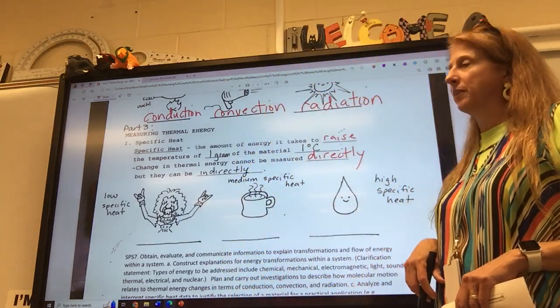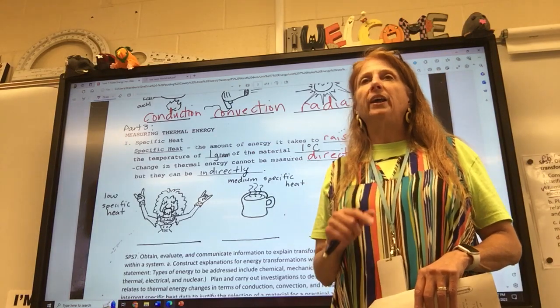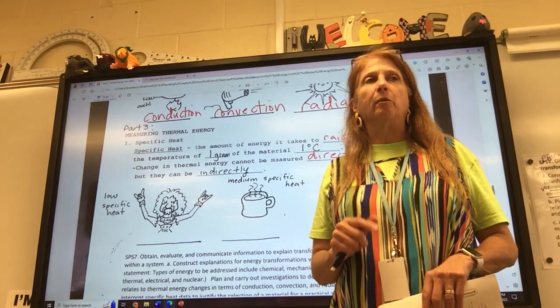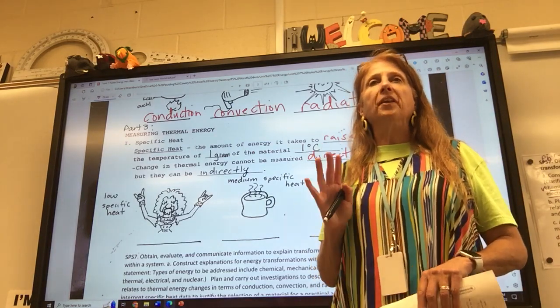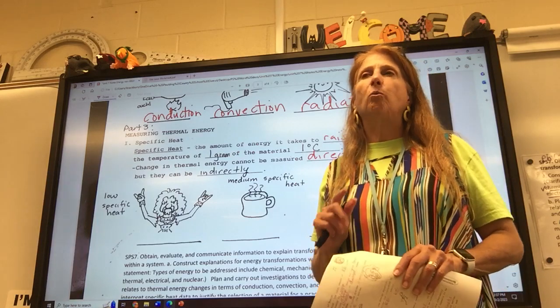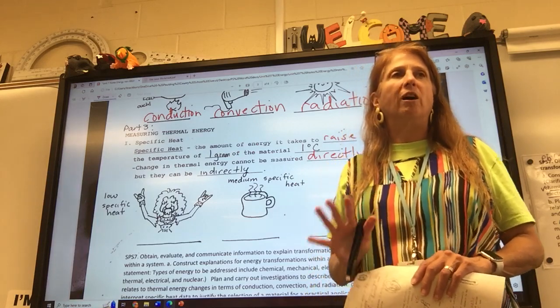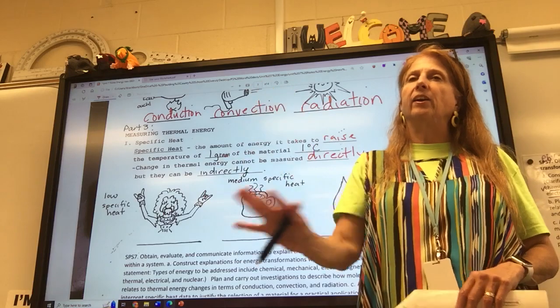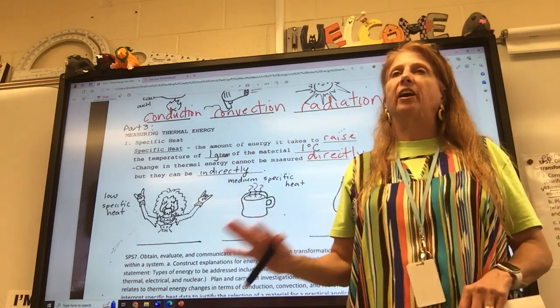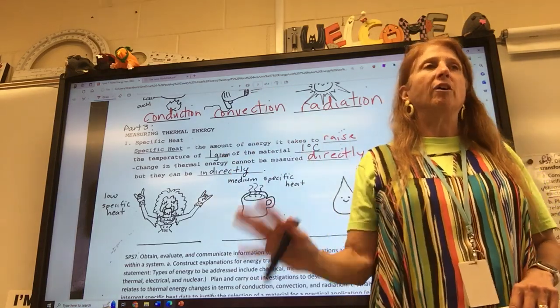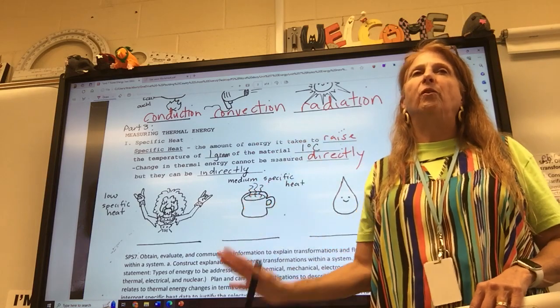Okay, so let me tell you what this means. Things don't heat up and cool down at the same rate. You know this if you've ever unloaded the dishwasher right after it got through washing. If you put your hand in there and touch everything, it doesn't have the same temperature, even though they were washed in the same water just minutes before.